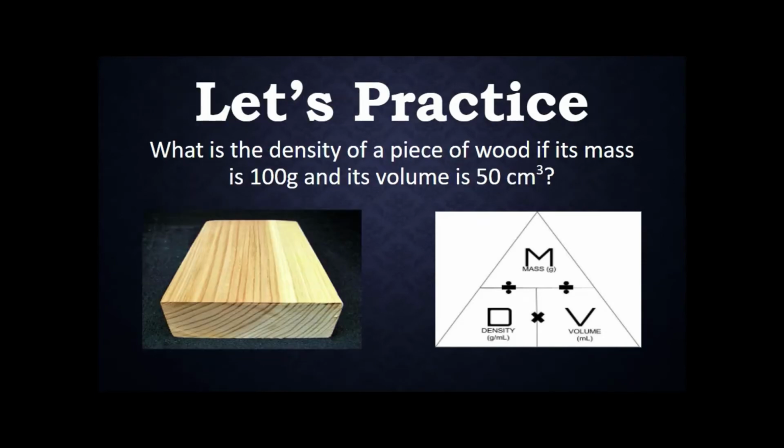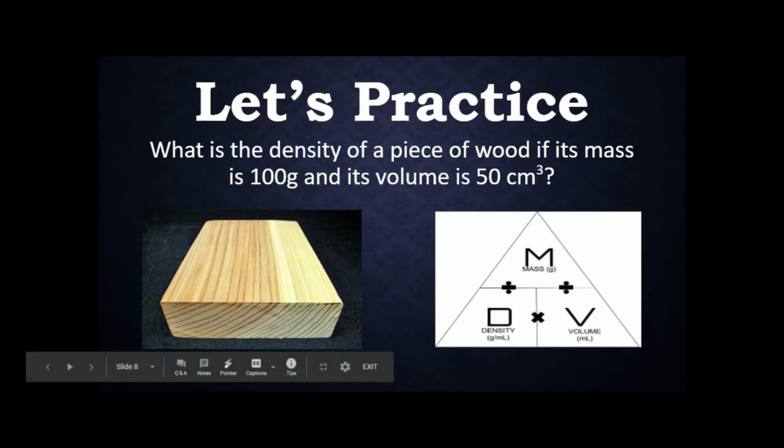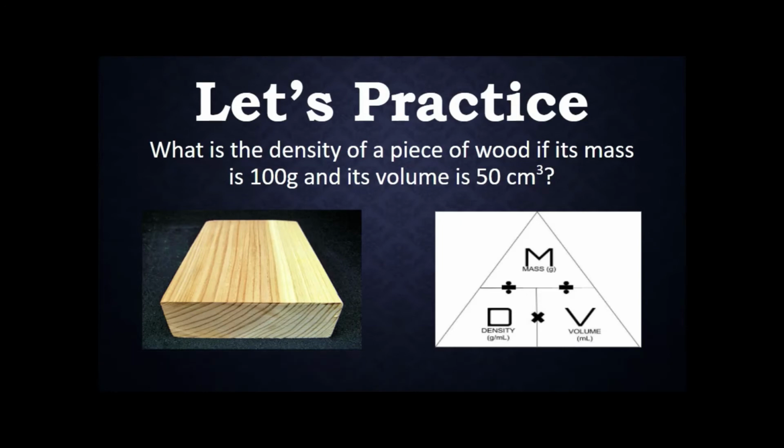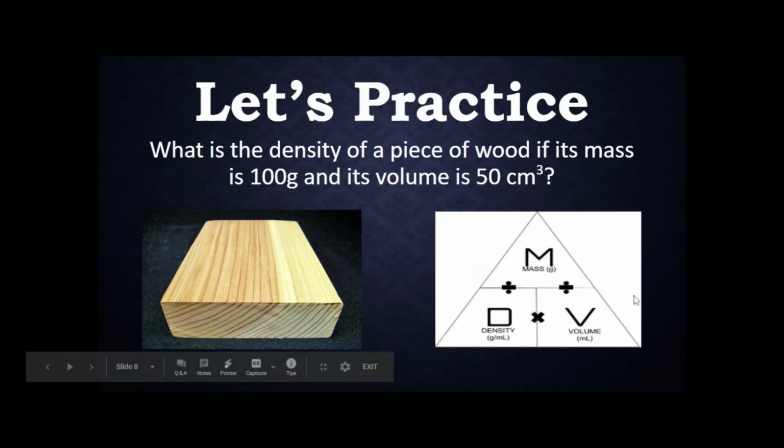Let's try it again. What is the density of a piece of wood if its mass is 100 grams and its volume is 50 cubic meters? You'll have 1 minute to complete that. Remember to use the magic triangle.